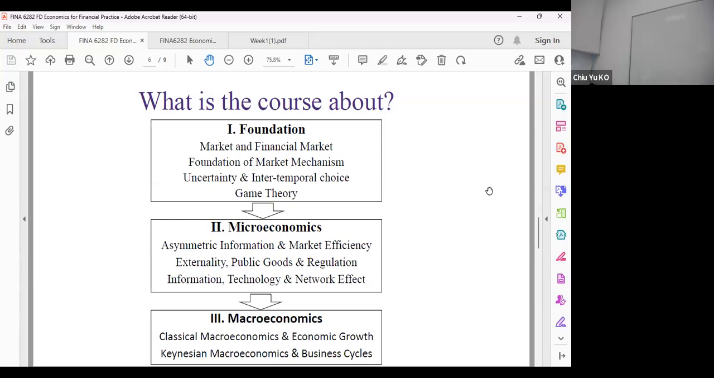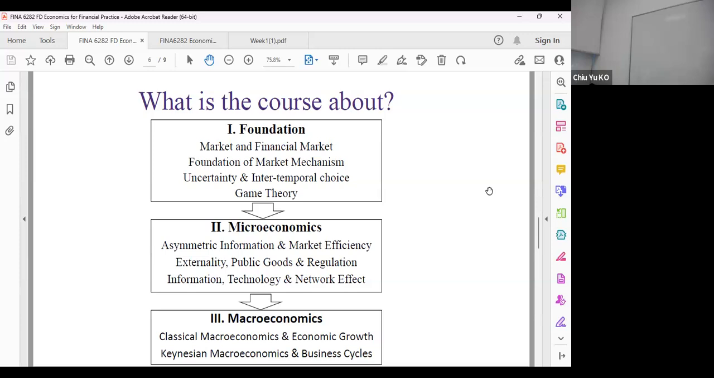The next class is more like the advanced microtheory version. We give you the foundation of the market, to show how we arrive at the demand and supply diagram. So it's more or less a master-level class, somewhat PhD-level, but slightly streamlined for a master class. After that, we'll talk about uncertainty and intertemporal choice. Basically this is what finance is about, right? It's uncertainty and also the trade-off between present and future. And after that, we'll talk about game theory.